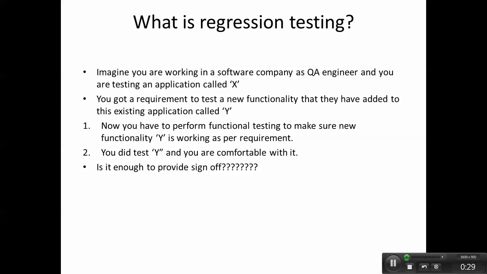Imagine you're working in a software company as a QA engineer and the application that you are testing is called X. So X is your application. It's already being used by your client. And now the client thinks that he needs some additional functionality in the existing application, and he conveys the same to your business analyst. The business analyst is the person who will write a requirement. He will document it in whatever form your company is following. If you're following Jira, he will create a Jira for the new requirement.